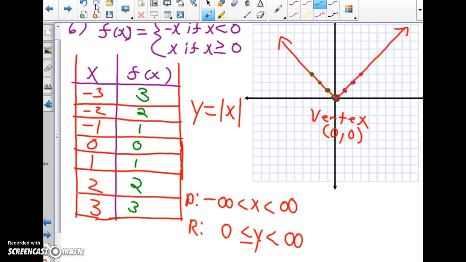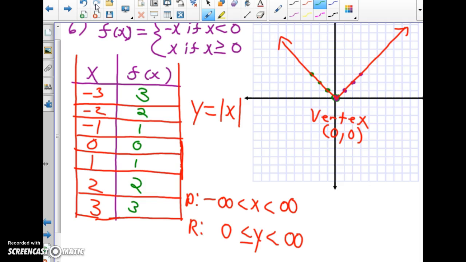Okay, we're going on to number 8 now. Use the piecewise definition of the absolute value function to evaluate each expression. So f of negative 14, what would you write down? 14. Good. F of 8, how much is that? 8. F of 0, how much is that? 0. Now here's the tough one.